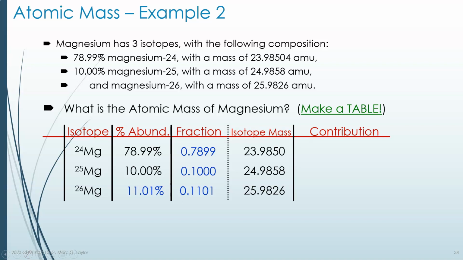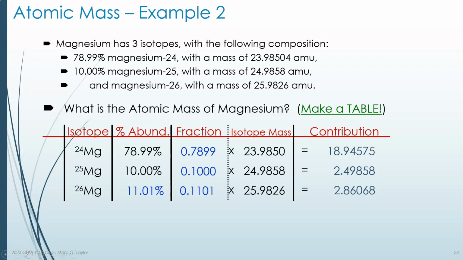So now you'll see on the column that says fraction and the column that says isotope, those are all the numbers you need. Each of those are multiplied pairs. You're going to multiply each pair to get the contribution to the total. So the first one contributes about 19 AMU. The second one contributes about 2.5 AMU. The third one contributes just under 3 AMU.